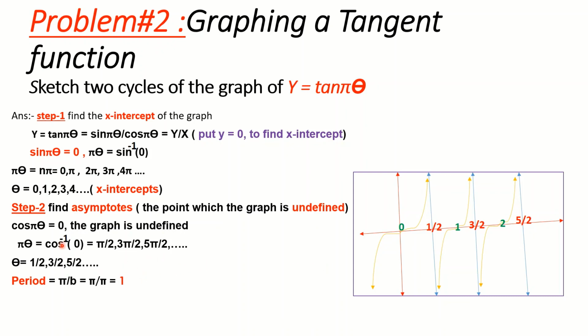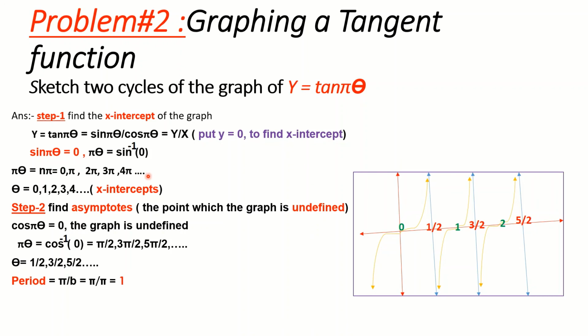So using these facts, step 1, step 2, once you have the x-intercepts and the asymptotes, put these numbers in order, mixing them together, which means 0, 1 over 2, then 1, 3 over 2, then 2, 5 over 2, 3, and so on. Then just draw the graph, since the shape of the graph of the tan function is always like this.